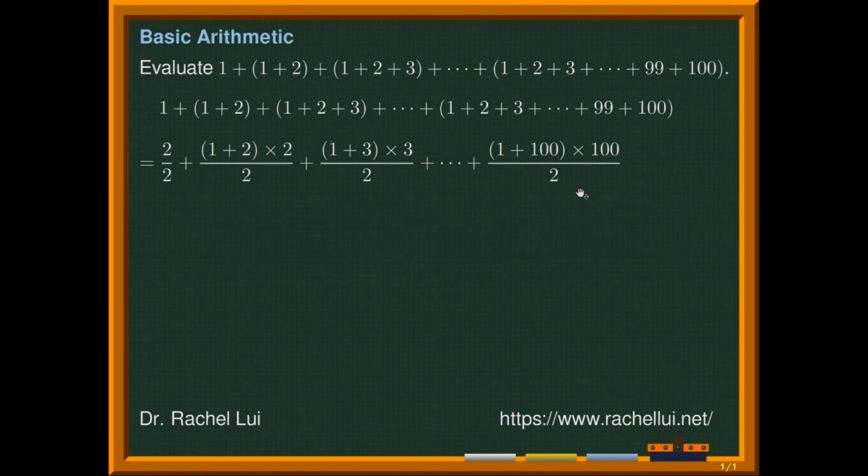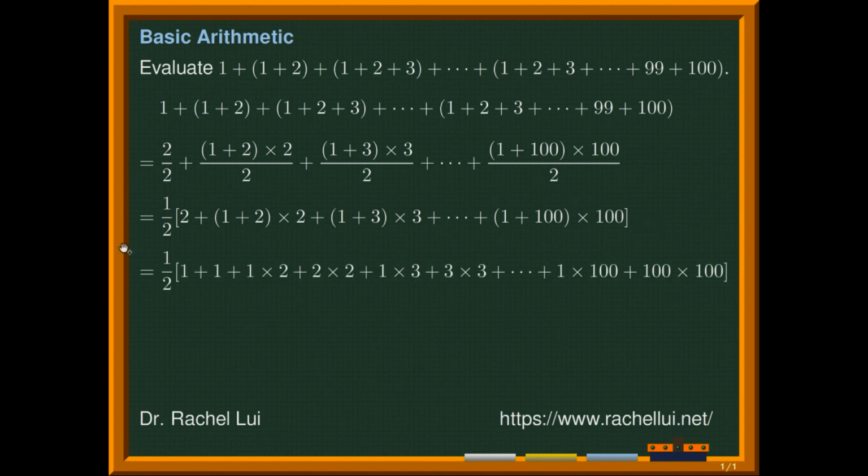Right now I have the common denominator 2. I will add up the numerator: 2 plus 1 plus 2 times 2, 1 plus 3 times 3, until 1 plus 100 times 100. And then I will expand the bracket by distributive law. So I will write 2 as 1 plus 1.